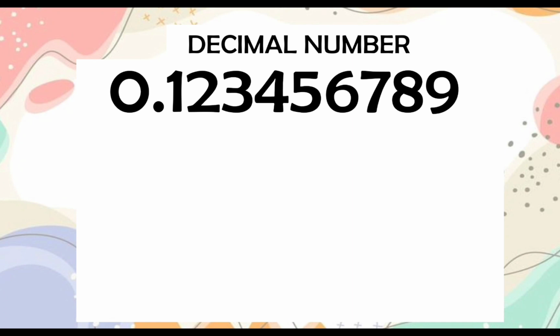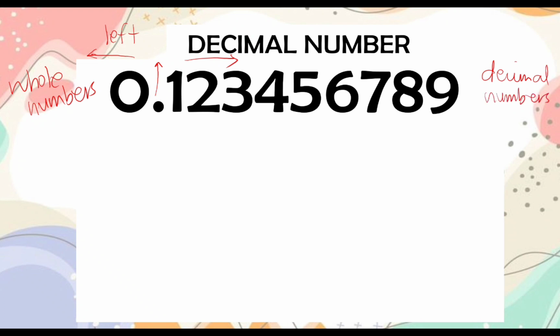So in figure, ang decimal number ay ganito ang itsura. Sa decimal number, meron tayong makikitang point. Ang tawag dyan ay decimal point. Lahat ng nasa left part ng decimal point, yan po yung mga whole numbers. Lahat naman ng nasa right part ng decimal point, yan yung tinatawag natin na decimal numbers.